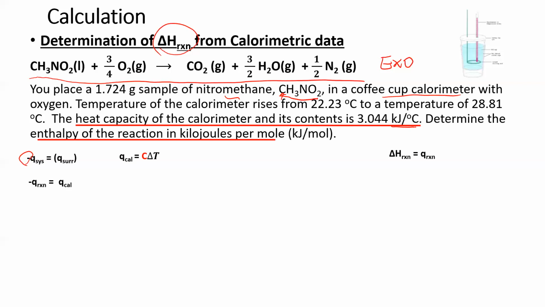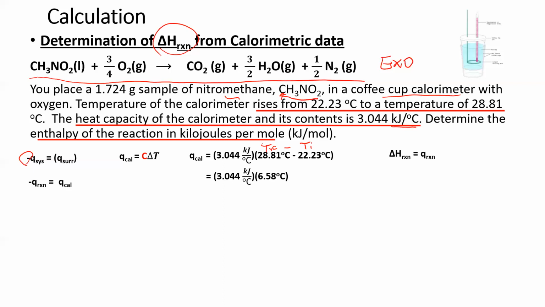So how do I get delta T? Well, that's why they give me these temperature changes. I have an initial temperature and a final temperature. So now I can plug those in. I plug in my heat capacity, which was given in kilojoules per degree Celsius. I plug in my change in temperature, T final minus T initial. I get the change in temperature, and I'm using my rules for sig figs, so I should only have 3 sig figs as my final answer. So the heat of my calorimeter is 20.0 kilojoules.